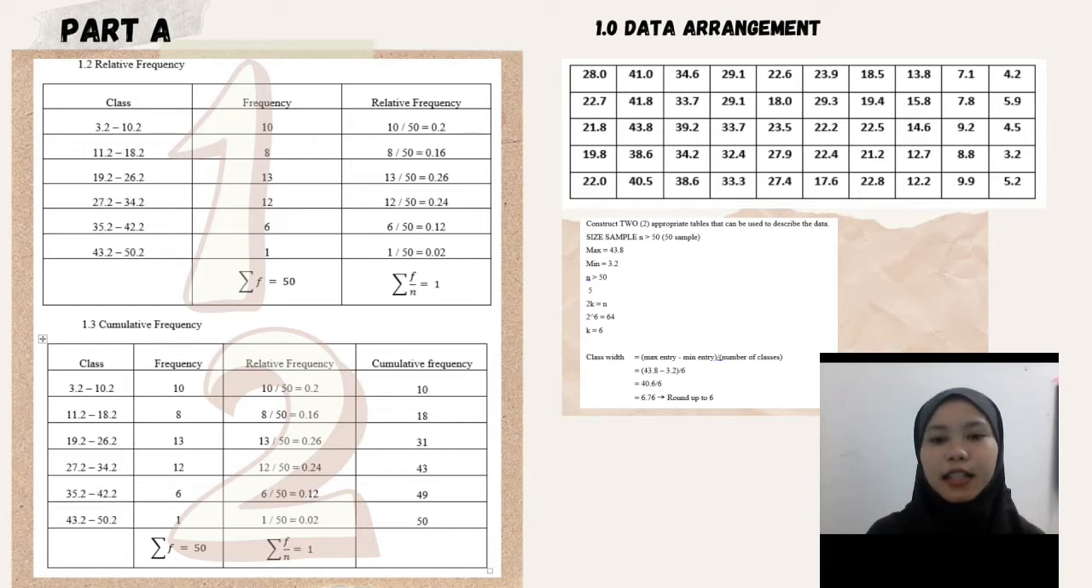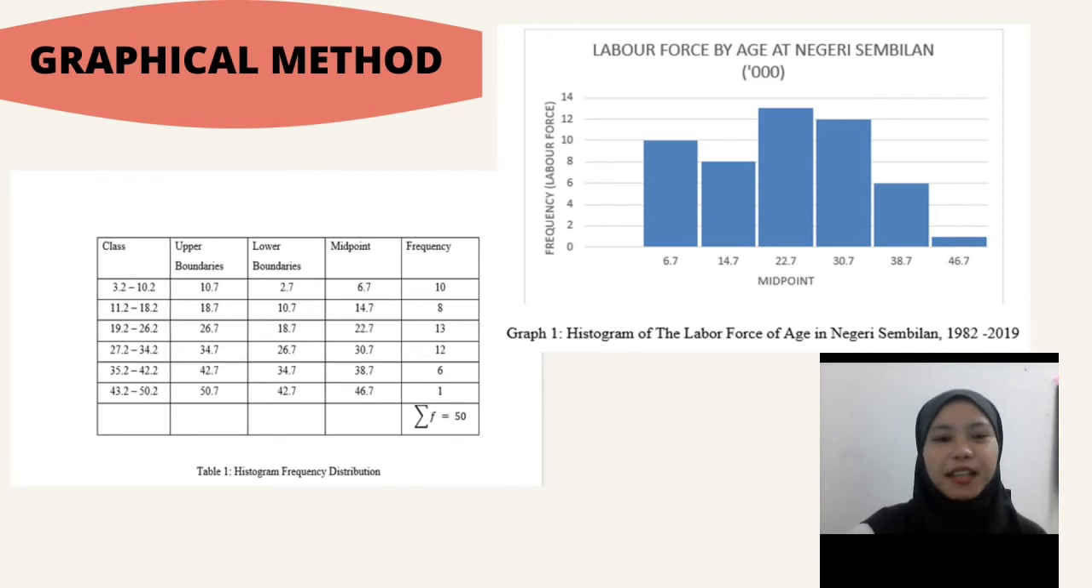And the second table is 1.3 cumulative frequency. It's the same. We have 6 classes. The frequency is 50. Relative frequency F divided by N equal to 1, and the cumulative frequency you have to add each of the classes. For example, 10 plus 8 equal to 18, plus 13 equal to 31, plus 12 equal to 43, plus 6 equal to 49, and the last class is plus 1 equal to 50. That's all. Thank you.